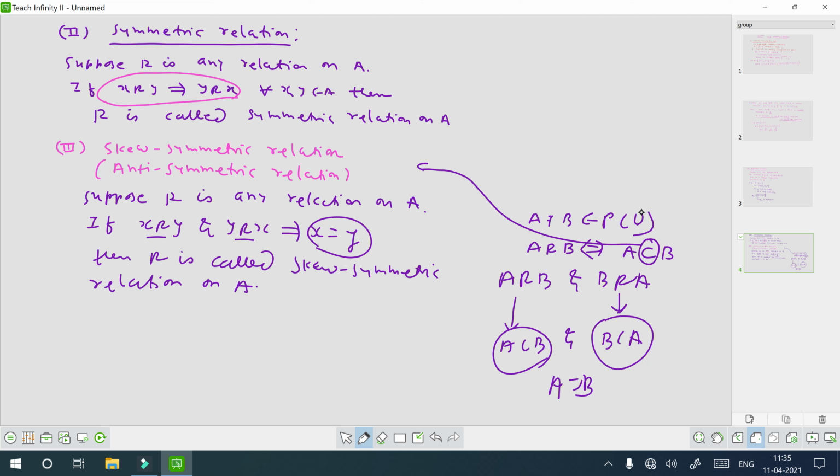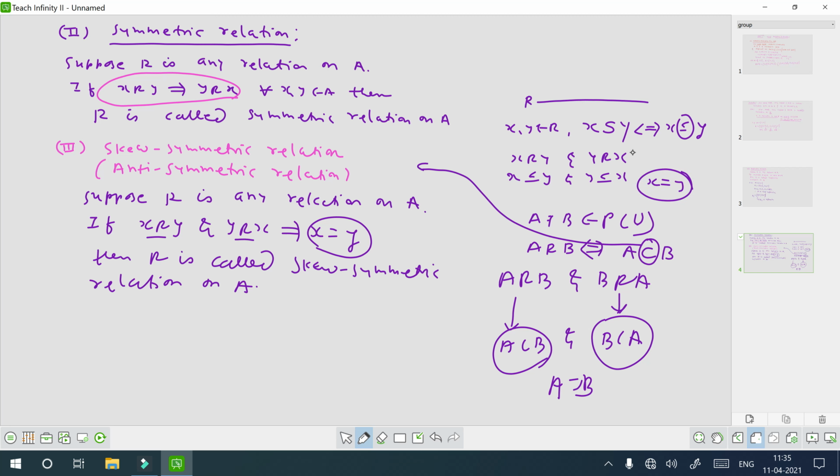One more example, R is the set of real numbers. For x, y belonging to R, let us take the relation x R y if and only if x is less than or equal to y. If x R y and y R x, means x is less than or equal to y and y is less than or equal to x, this happens only when x = y. So this less than or equal relation is also a skew symmetric relation.